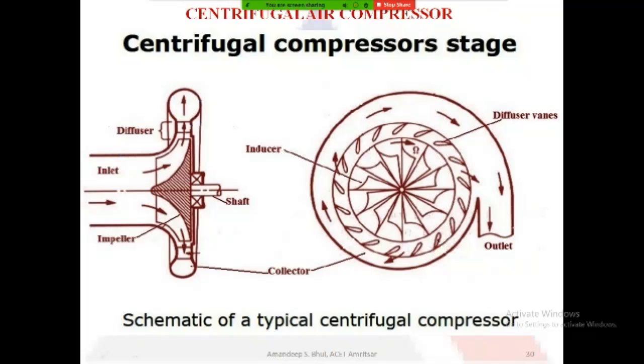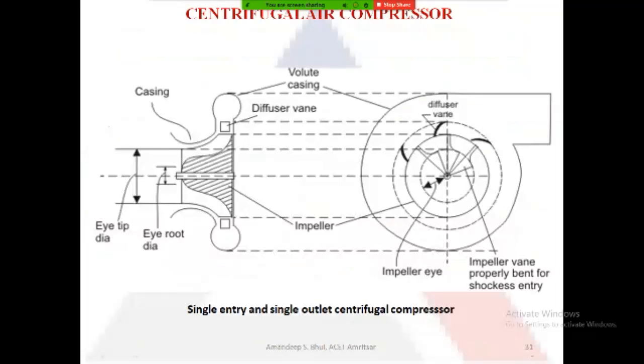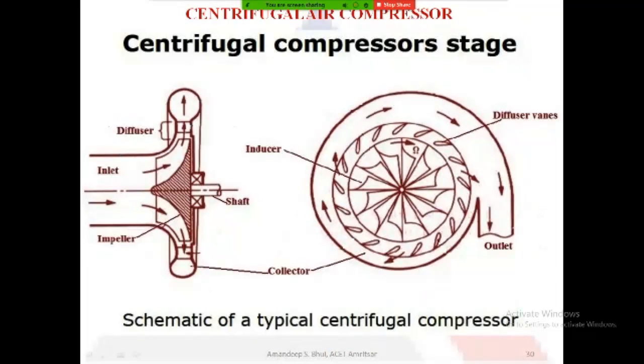Okay, so if we look at the working, this portion is the inlet. This inlet, if you see from the front view, looks like an eye. Hence it is known as the eye of the compressor. From the eye of the compressor, the air goes inside, and it moves through the blades.